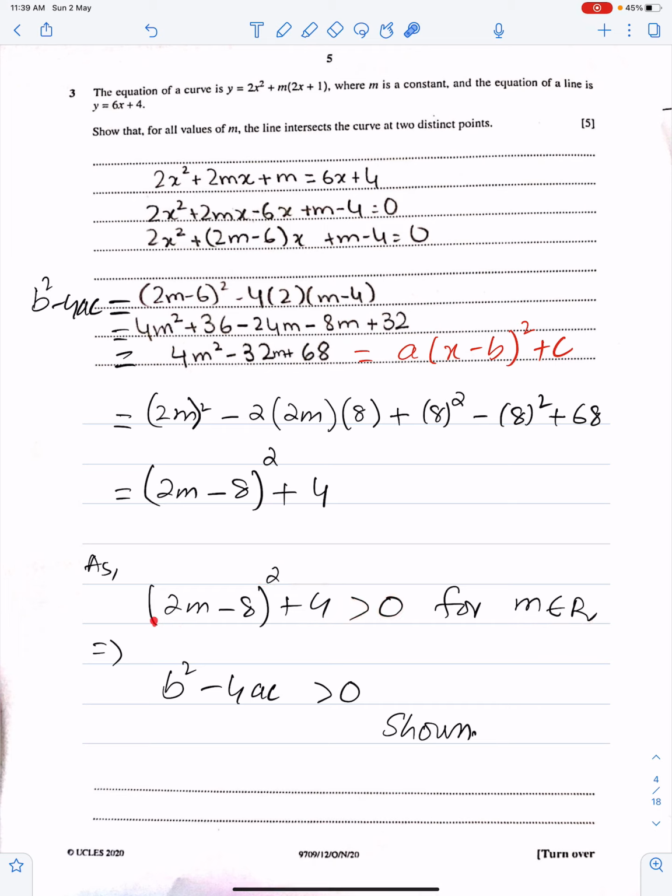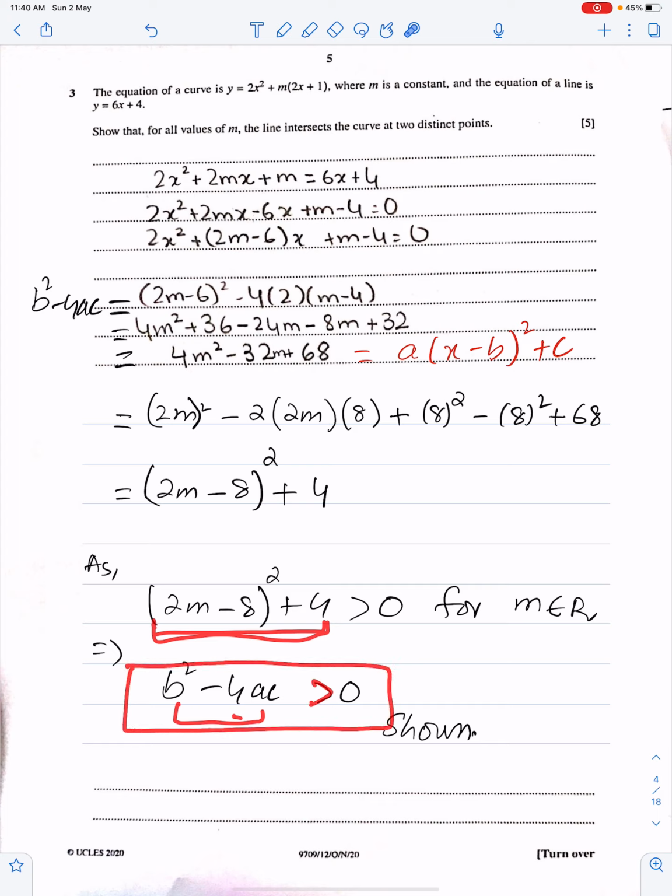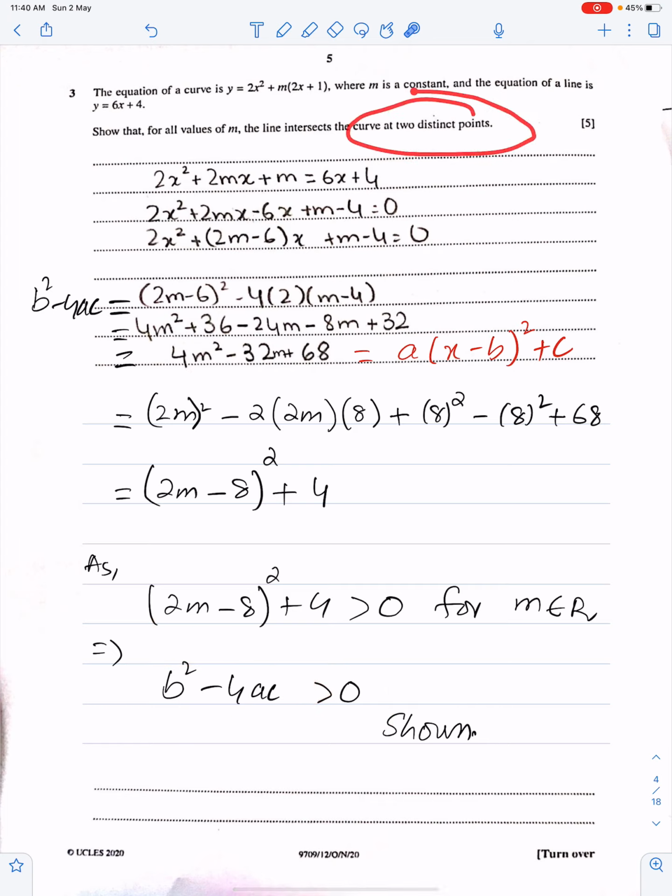And this result represents b square minus 4ac. This is the value of b square minus 4ac. Hence b square minus 4ac is greater than 0. And this is what we had to show, that the discriminant must be positive.